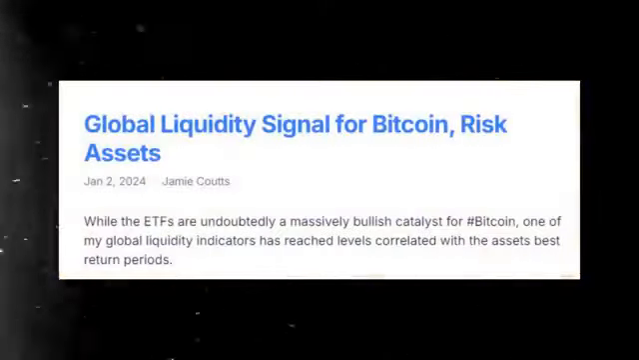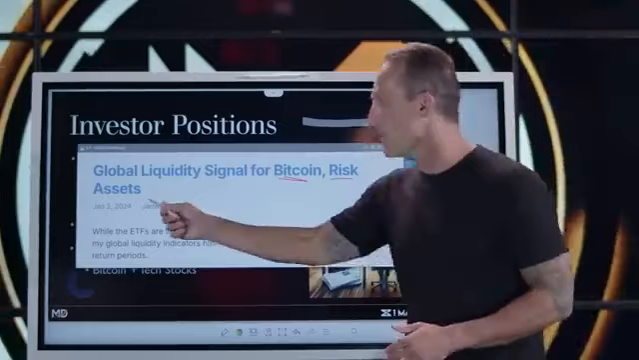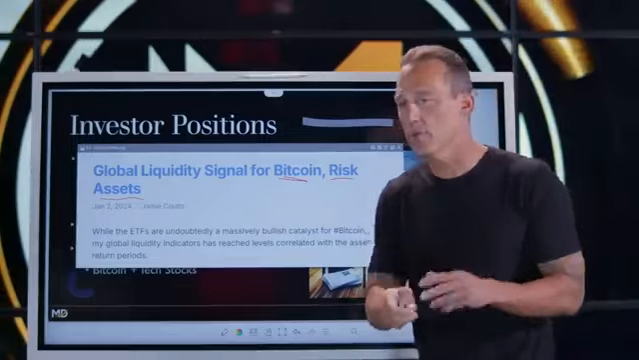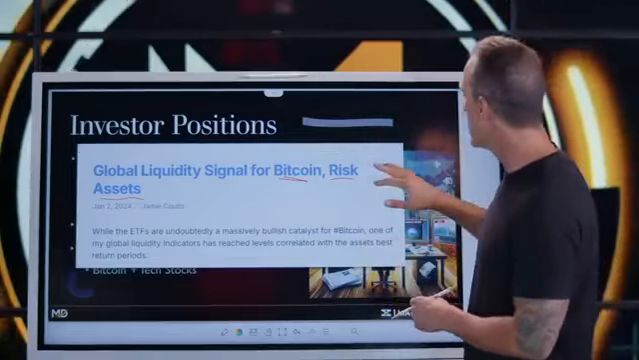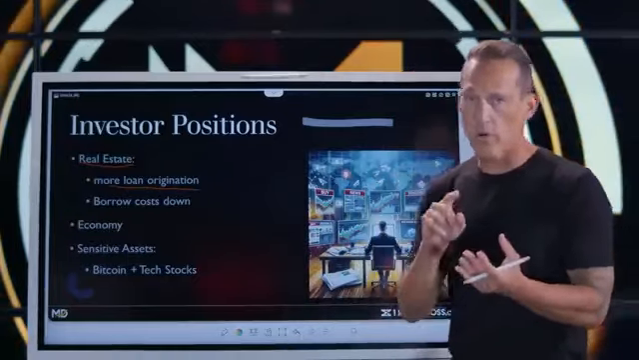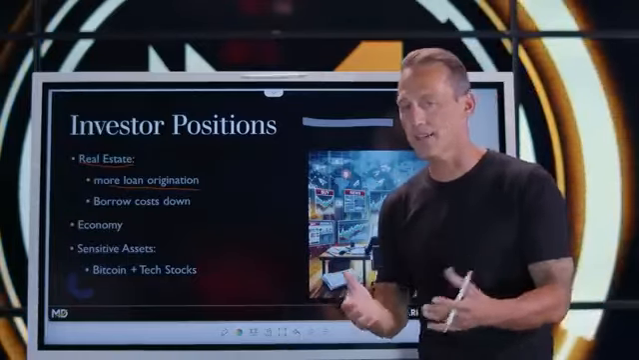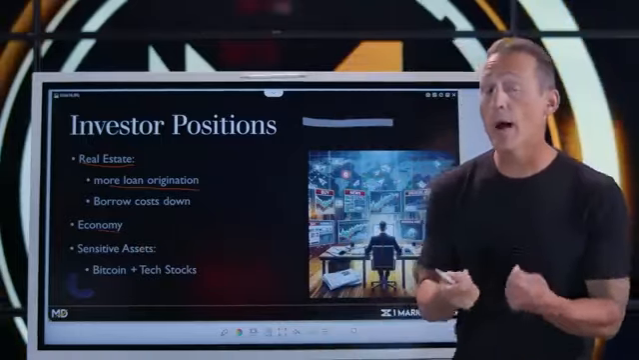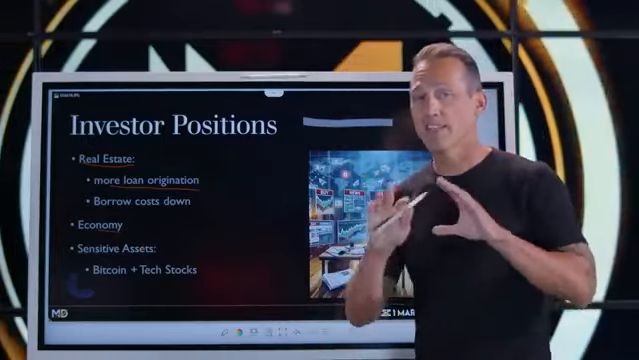Okay, what else? We know that global liquidity signals for Bitcoin and other risk assets. So risk assets are very susceptible, very sensitive to this liquidity. Bitcoin is sort of the canary in the coal mine that moves before everything else. And so keep your eye on Bitcoin, keep your eye on tech stocks, things like that. Also, it should be pretty good for the economy. People will have money to be spending. This is what I'm expecting.